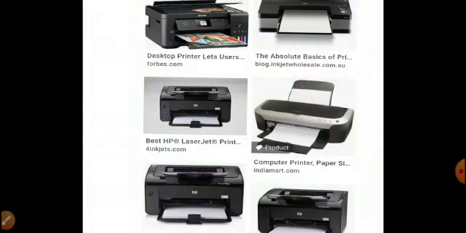Secondly, this is a printer. It makes a permanent copy of the processed information on paper. It converts soft copy into hard copy. As we can see in the pictures also, paper is coming out. So it prints the pictures on the paper.